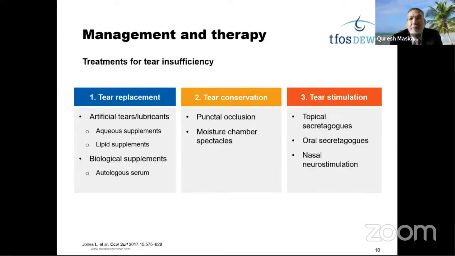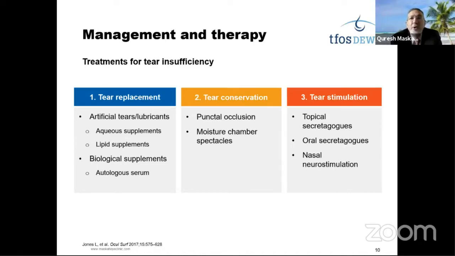But let's talk about the main thing, which is, for the general ophthalmologist, the treatment of the tear insufficiency. So there are 3 ways of tackling this. One is tear replacement. So what is lost, you replace, by artificial tears, lubricants, it could be aqueous supplements. Hopefully in our country, lipid supplements in a short while. And sometimes it could be biological supplements when nothing else works, like autologous serum, maybe 20%, 25%, which you can get your eye bank to make for you, or your blood bank to make for you. Our eye bank makes it for us.